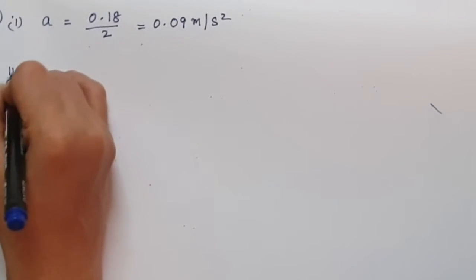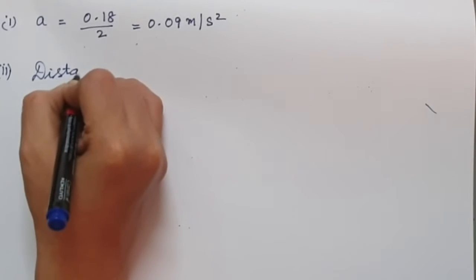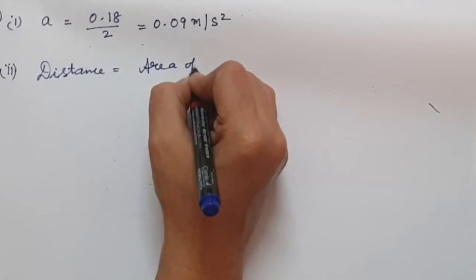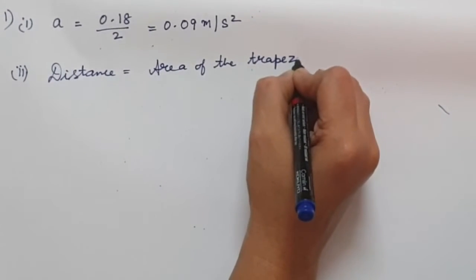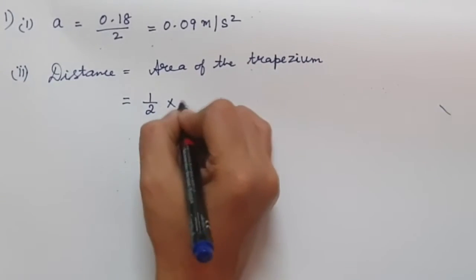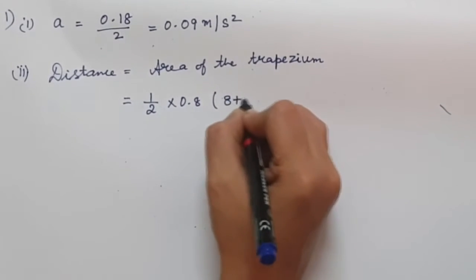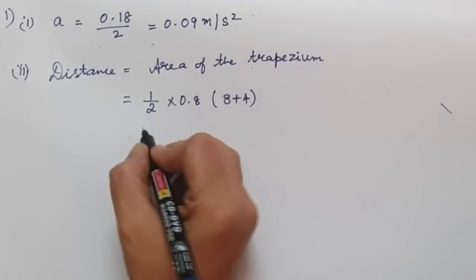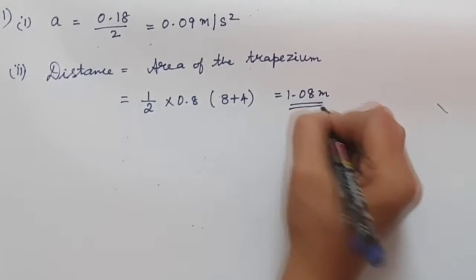Now our second part, the distance. Distance is nothing but the area of the trapezium. That will be equal to half into 0.8, half h, and then the parallel sides are 8 and 4. And 0.8 is the distance between the parallel sides. So it will be equal to 1.08 meters.